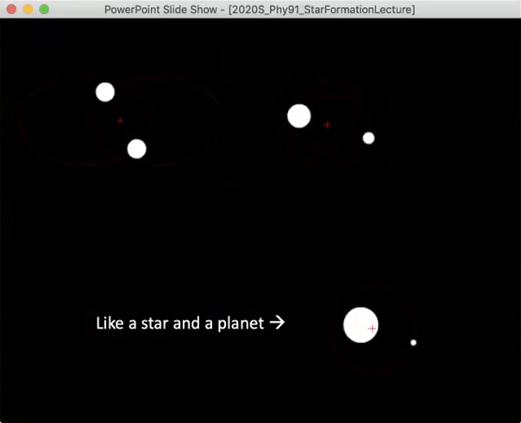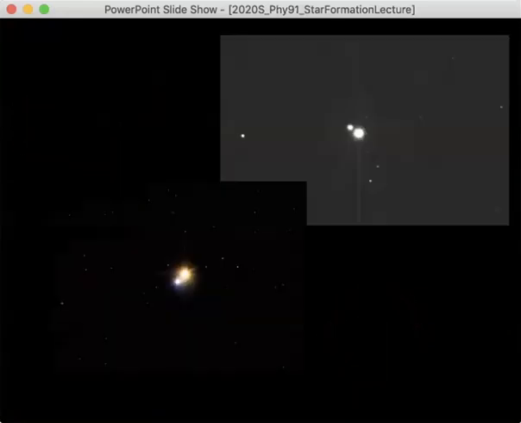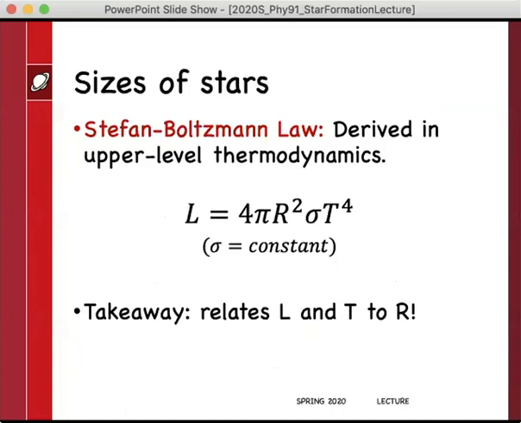Binary stars, sorry, I noticed a question. Temperature for the question in the window.